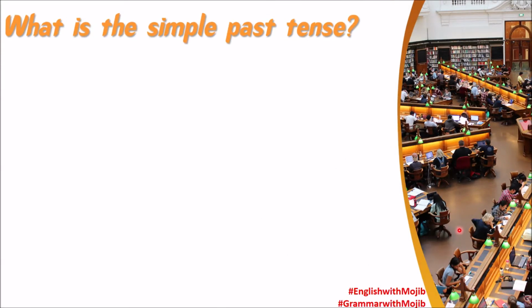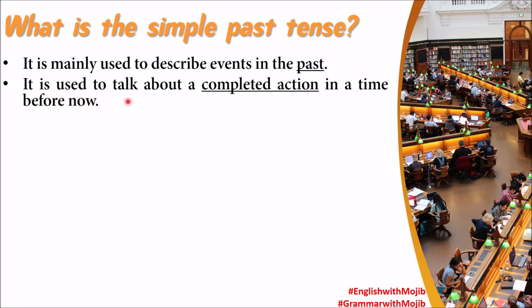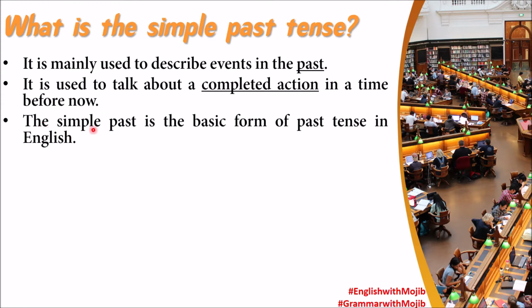What is a simple past tense? It is mainly used to describe events in the past, before now, before present, past. It is used to talk about a completed action. A completed action, very important, in a time before now. Before now means past.